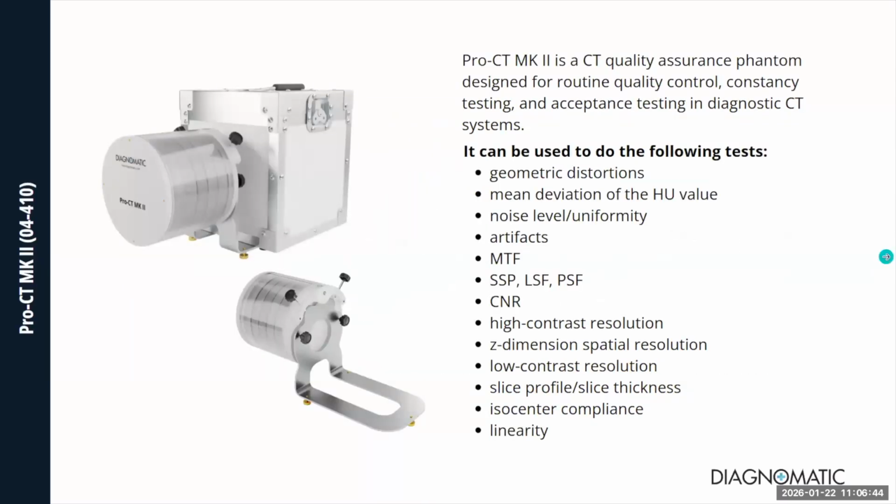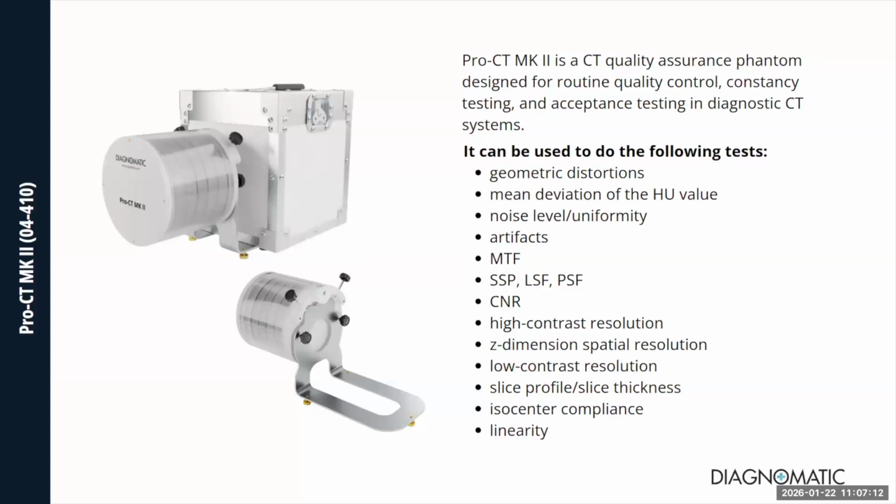And here we have the Pro CT phantom, which is a quality assurance phantom. This phantom allows routine quality control for constancy testing and acceptance testing in diagnostic CT systems. It can do the following tests, so you can see it fulfills all the regular expectations.